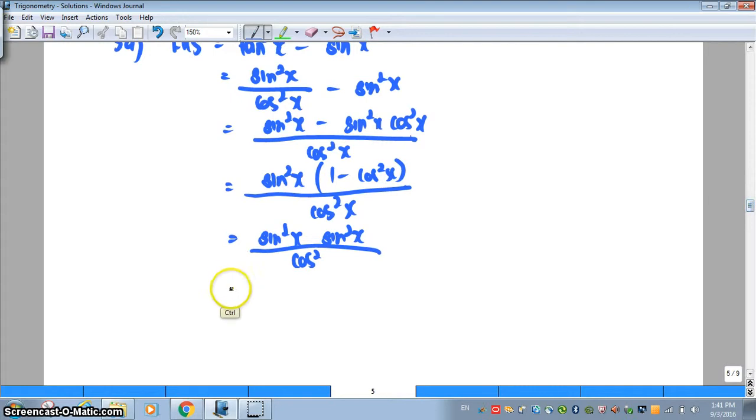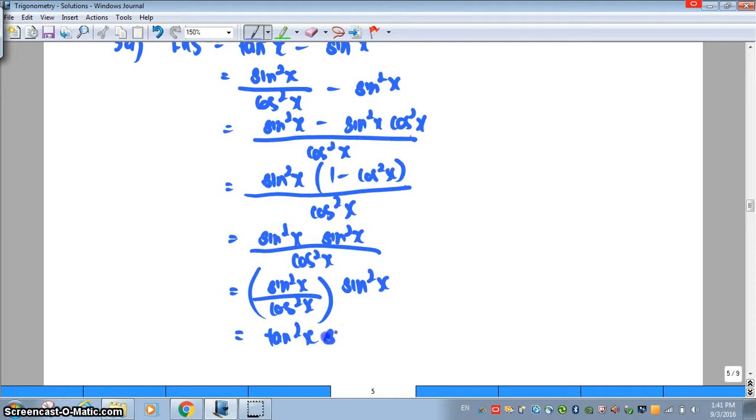So in this case, I can rewrite my expression as sine square x over cosine square x multiplied by sine square x. And this in turn will give us tangent square x, sine square x, which is equal to your right-hand side. And there you have it. We have proven the first part.